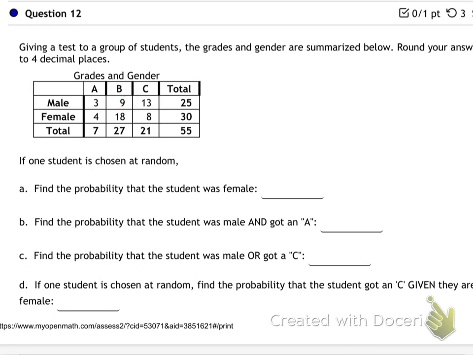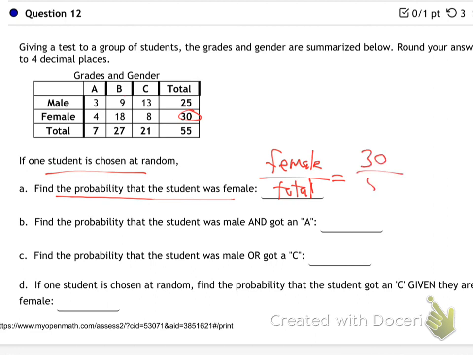We good? All right, so here come the questions. If one student is chosen at random, what's the probability that they were a female? If you just grab one student at random, what's the chance they were a female? It's going to be female over total, and that's going to be 30 over 55. Hit the buttons on your calculator and get a decimal. 0.5454. Okay, I'm just going to move on. Good so far? Next question.